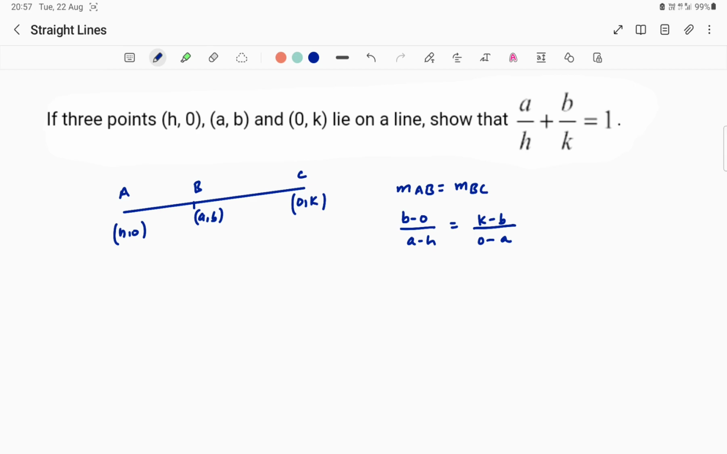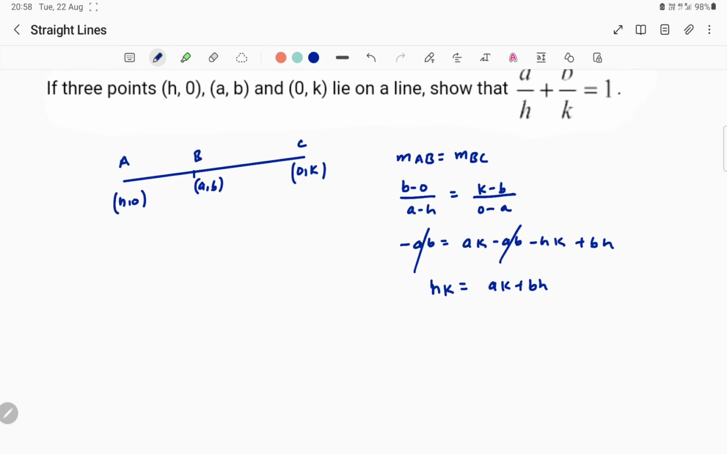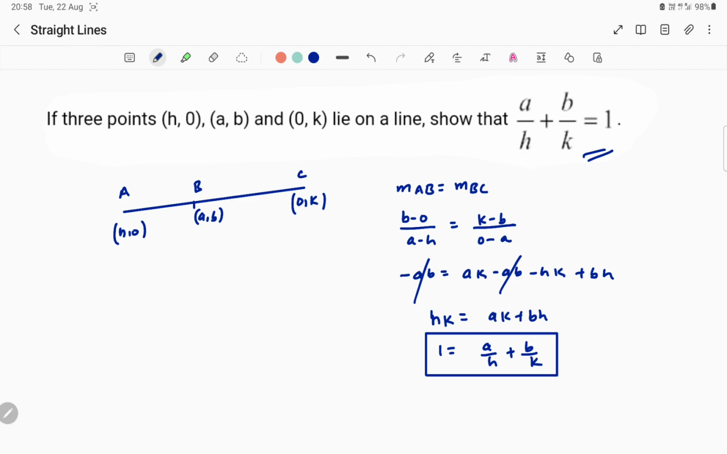Next, if we do the cross multiplication, we get minus ab is equal to ak minus ab minus hk plus bh. So minus ab we can cancel, and of the other quantities, this hk we can bring to the left hand side. So we get hk is equal to ak plus bh. We can divide by hk, so we get 1 is equal to a by h plus b by k, and this is exactly what they've asked us to prove: a by h plus b by k is equal to 1.